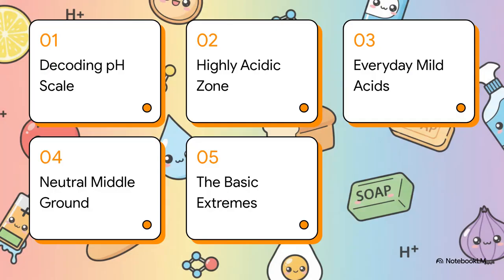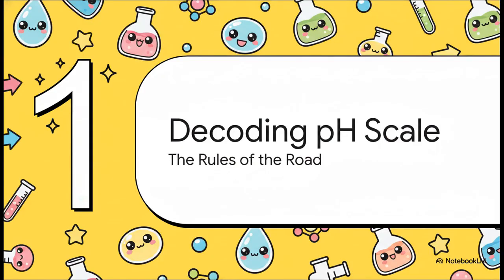Okay, let's dive into this. Here is our roadmap for today. 1. Decoding the pH scale. 2. The highly acidic zone. 3. Everyday mild acids. 4. The neutral middle ground. And finally, 5. The basic extremes.